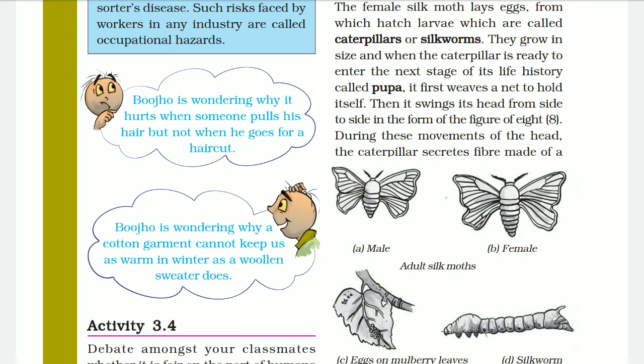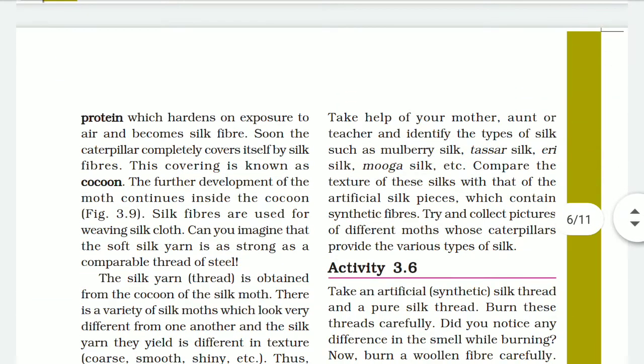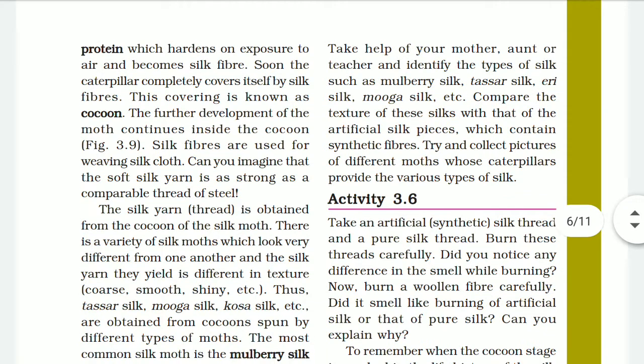During this movement of the head, the caterpillar secretes a fiber made up of a protein which hardens when exposed to the air and becomes a silk fiber. Soon the caterpillar completely covers itself with silk fibers, and this covering is known as a cocoon. The further development of the moth continues inside the cocoon. Silk fibers are used for weaving silk clothes.